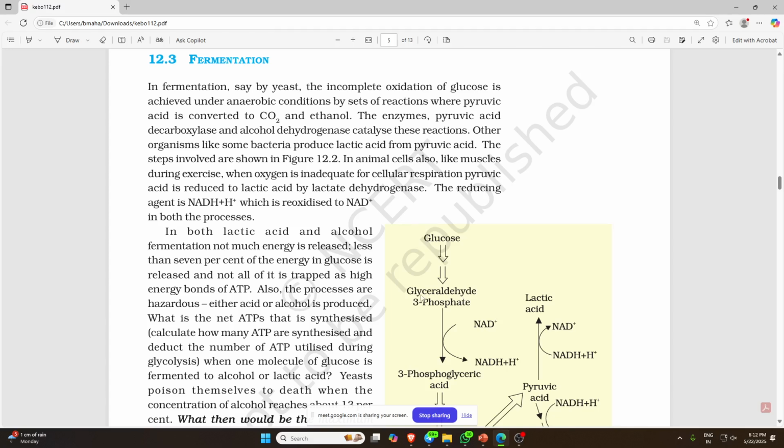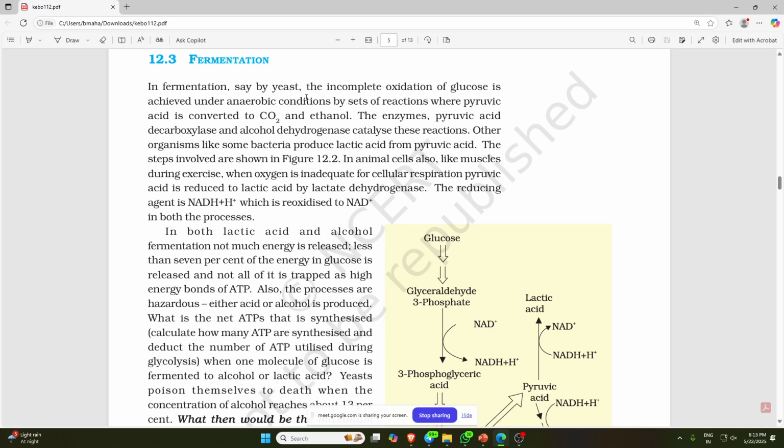What will happen to the pyruvate in the presence of oxygen and in the absence of oxygen? In fermentation by yeast, the incomplete oxidation of glucose is achieved under anaerobic conditions by a set of reactions where pyruvic acid is converted to carbon dioxide and ethanol. So incomplete oxidation of glucose is going on.